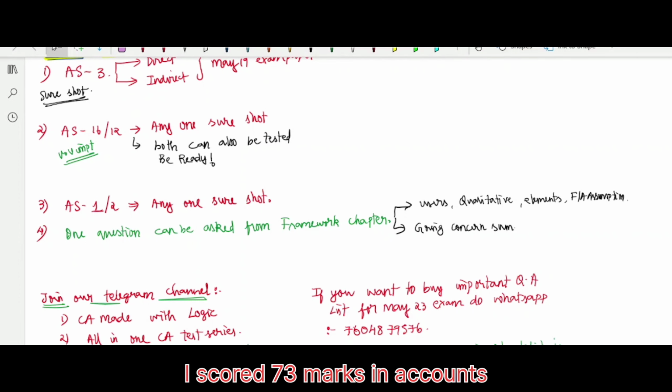Okay, then comes accounting standards 1 and 2. From these 1 and 2, any one will be tested. From 16 and 12, I am expecting both accounting standards, since I have written that either both of them will be tested, or any one will be tested, but as per my analysis and opinion, both will be seen in the exam paper. So please be prepared accordingly.